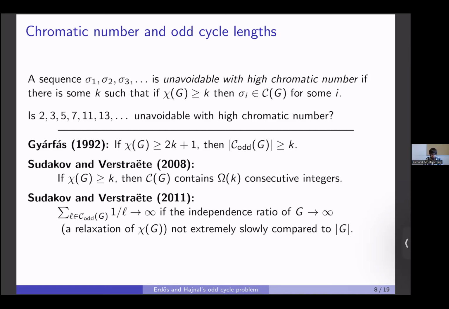And then the best result we have towards this odd cycle problem of Erdős and Hajnal was by the same authors in 2011, who proved that the sum of the reciprocals of the odd cycle lengths does go to infinity if the independence ratio of G goes to infinity, not extremely slowly compared to the size of G. I won't state the independence ratio, but it's some relaxation of the chromatic number of G. So there's some work there, and again, it's really hard to deal with the sparsest graphs. It's really where our work has to come in.